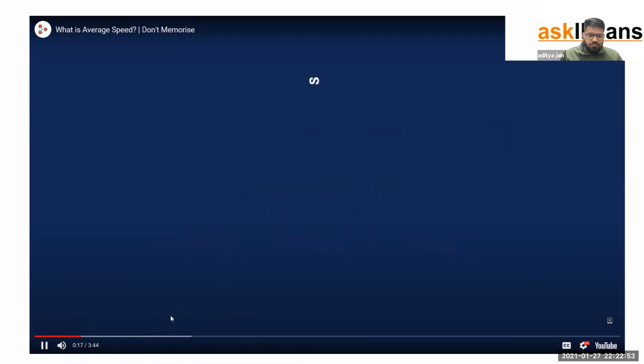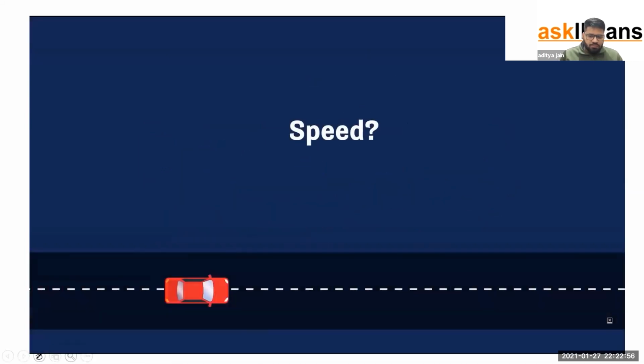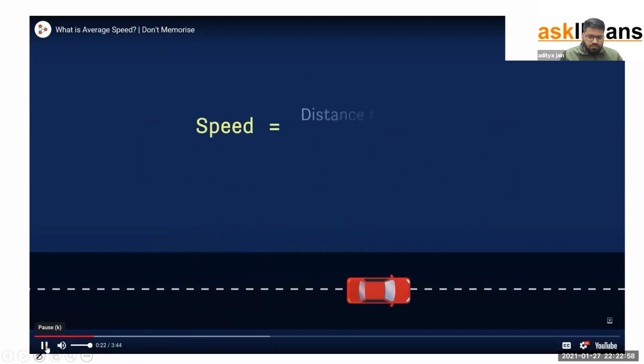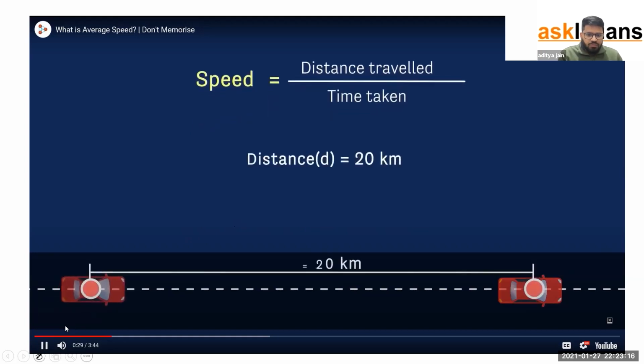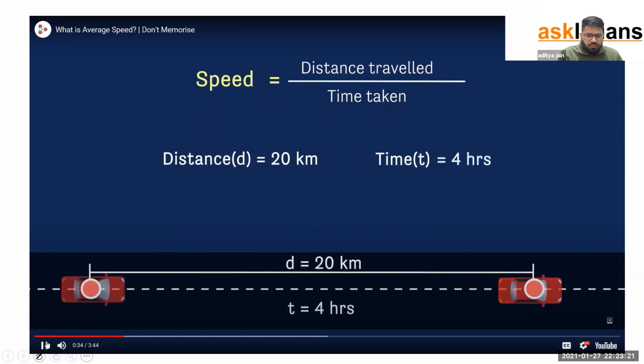First of all, how will you define the speed of an object moving along some path? The speed of an object is the distance traveled by the object over the time it takes. So we have already defined that speed is distance traveled divided by time taken, or the rate of distance traveled. Say the distance d is 20 kilometers and the time it takes to cover this distance is 4 hours. The car is traveling 20 kilometers and taking 4 hours to complete this journey.